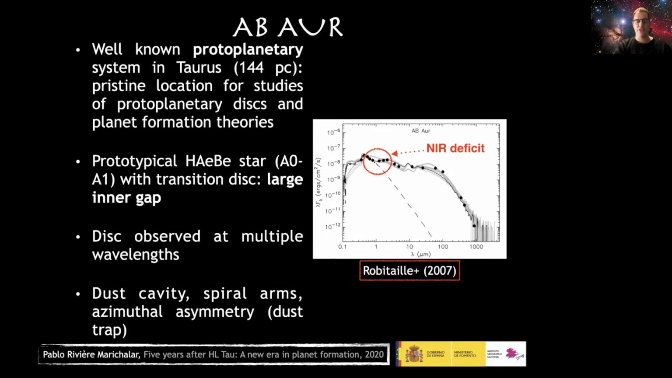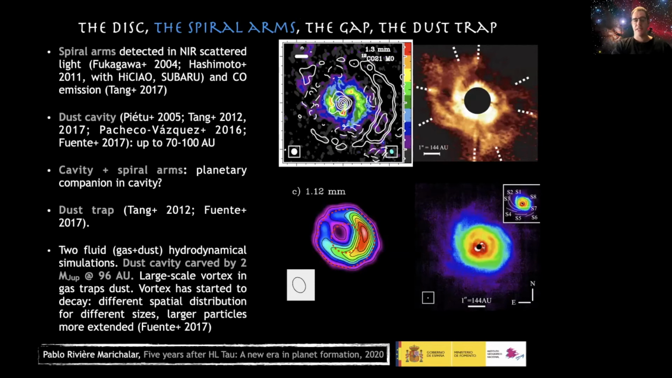Such features include a dust cavity, a spiral arm, and an azimuthal asymmetry in the form of a dust trap. Spiral arms have been detected, for instance, at many different wavelengths. They have been detected in near-infrared scattered light images, as you can see here, but they have been also observed in CO, for instance, by Tang in 2017. We also know that there is a large dust cavity extending out to 100 AU, more or less. This has been observed first by Pietu and Tang, and it was also observed by Fuente in 2017, as we can see here.